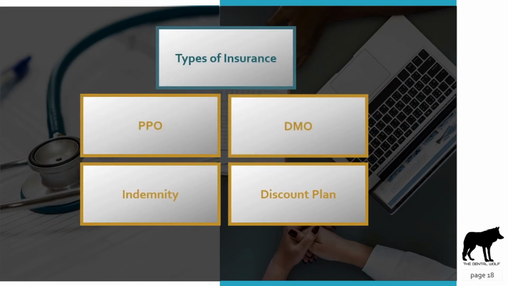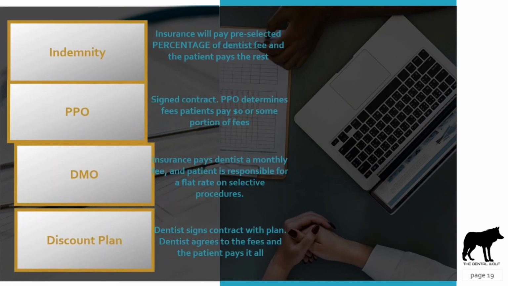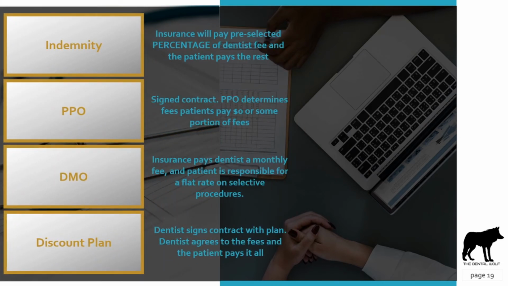And the answer is nothing, because you don't have insurance, you have a discount plan. So those are kind of our 4 major types of insurance. Like I said, discount plans, kind of like a pseudo insurance. You have your PPOs, DMOs, indemnity, and discount plans. So if we were to look at them and kind of recap how they work.